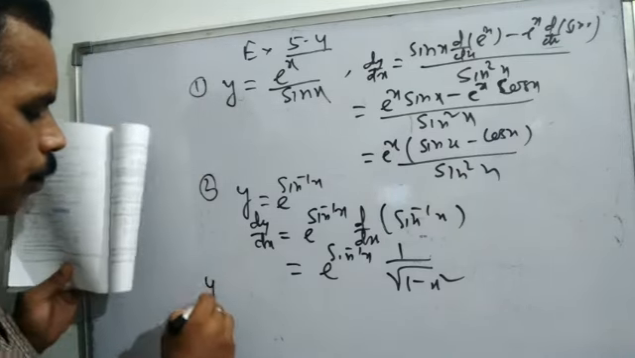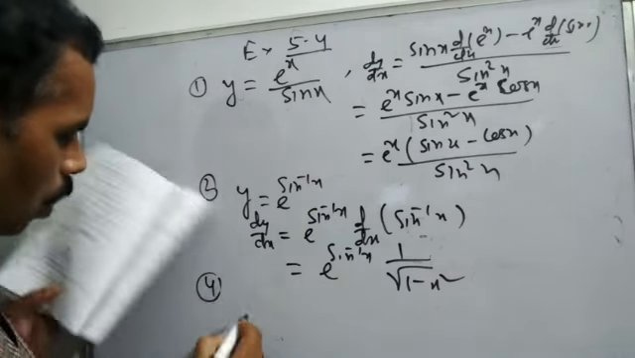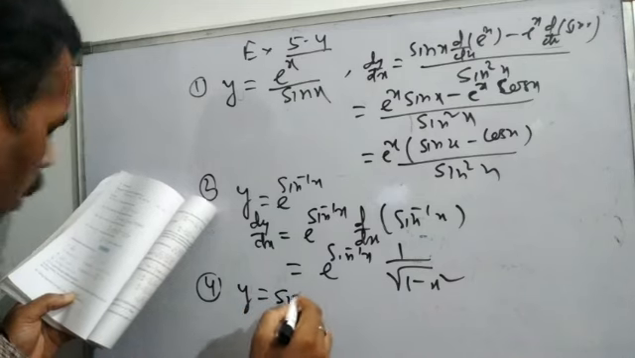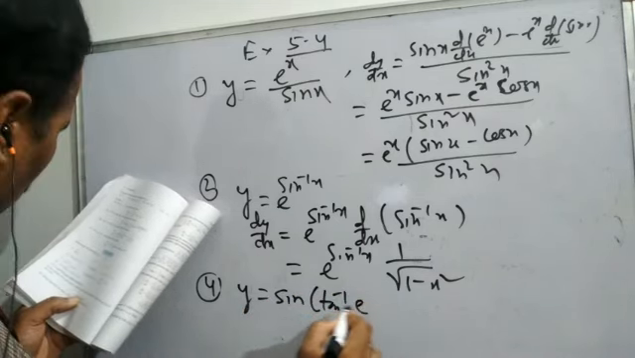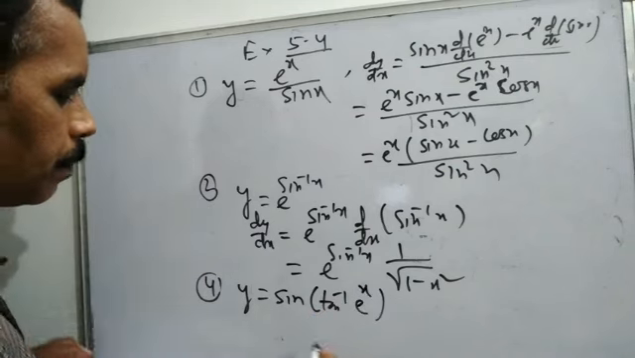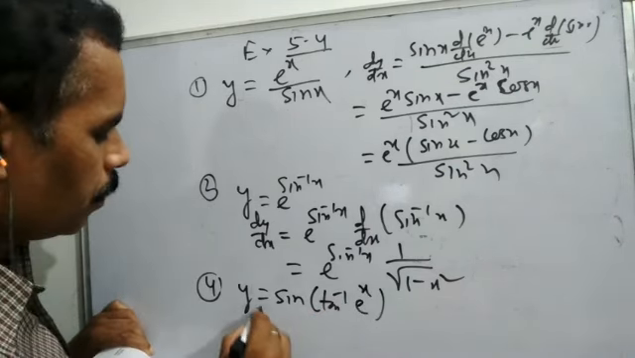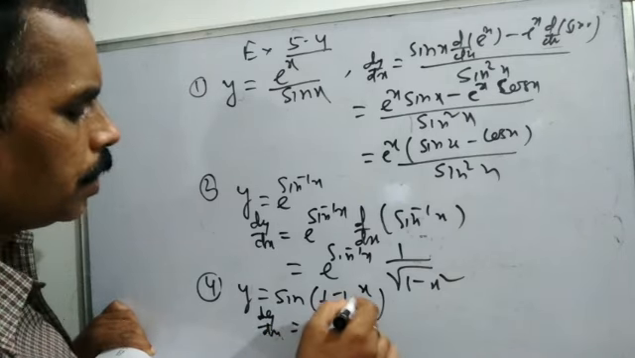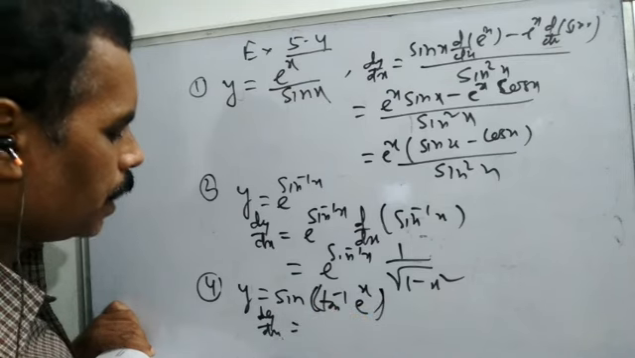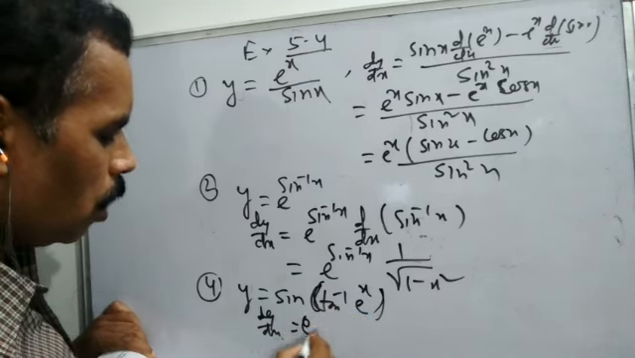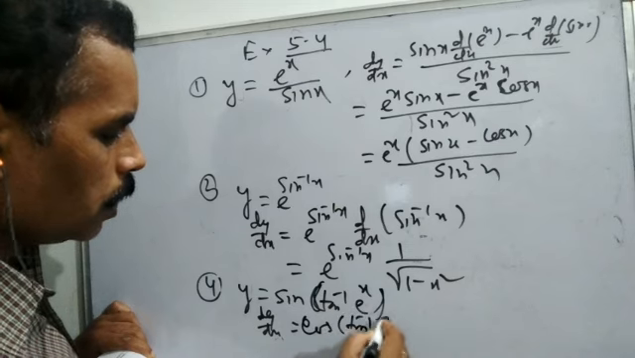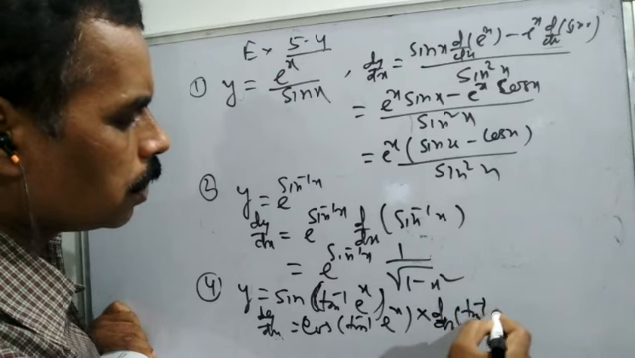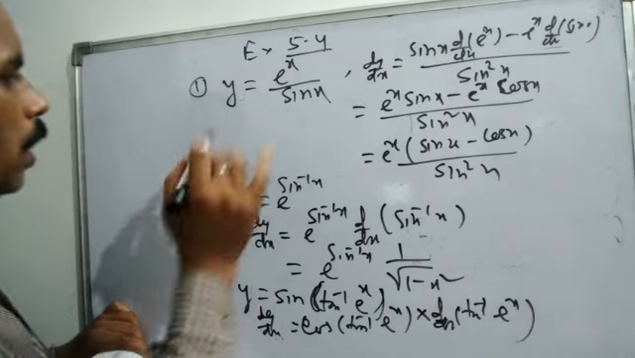Similar question number 4, y is equal to sin tan inverse e to the power x, what will be dy by dx? So this tan inverse e to the power x, consider t in this case. So it will be cos tan inverse e to the power x into derivative of tan inverse e to the power x. So what will it be now?